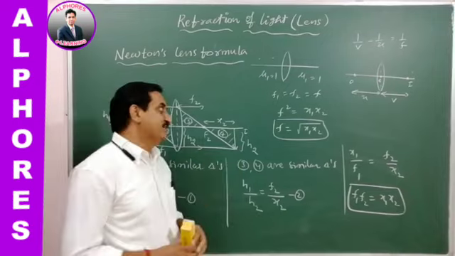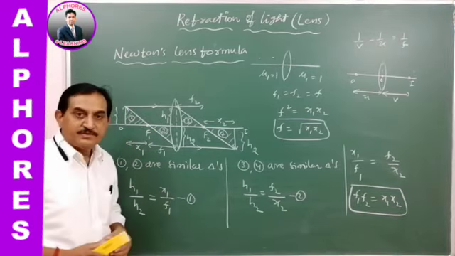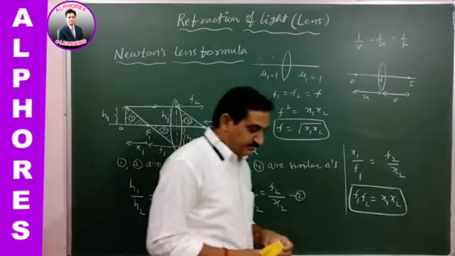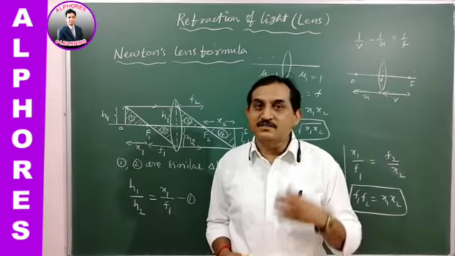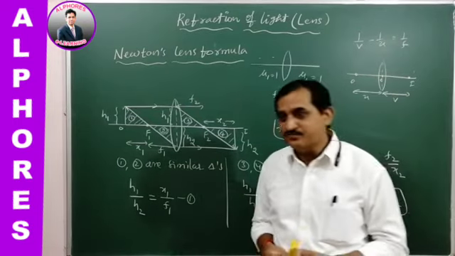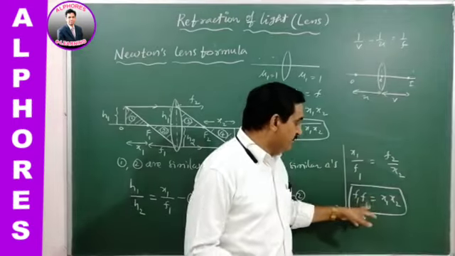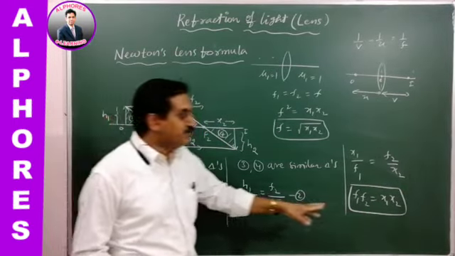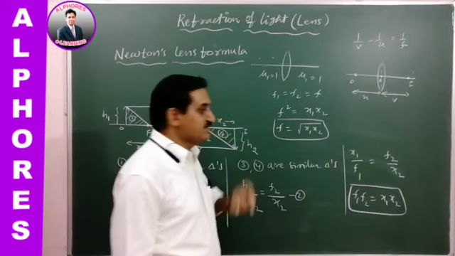by substituting these values. Whereas in Newton's lens formula, the object distance and image distance, instead of being measured from the optic center, are measured from the focus points. In such a case, the focal length of the lens can be found by using this formula or this formula. Because if a non-homogeneous medium is there on both sides, we can use this formula, or if a homogeneous medium is used, we can use this formula.